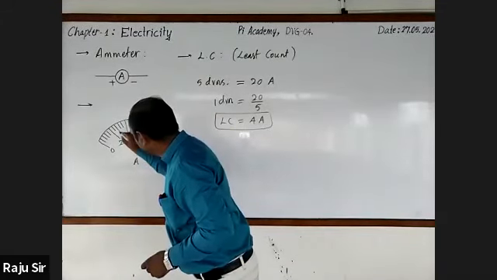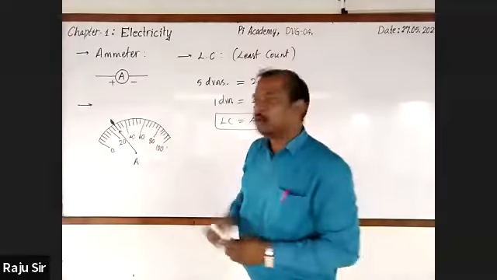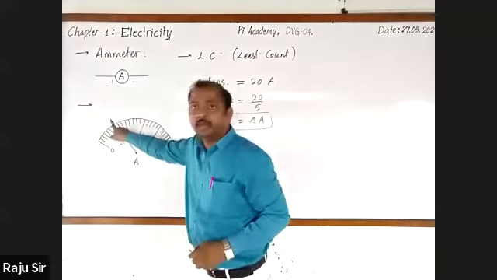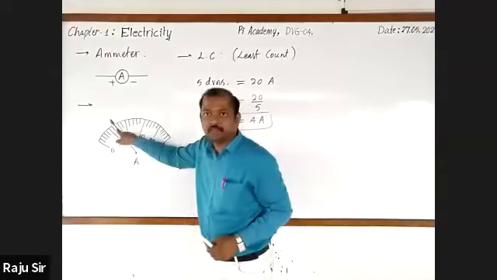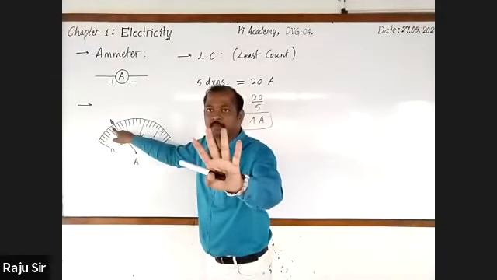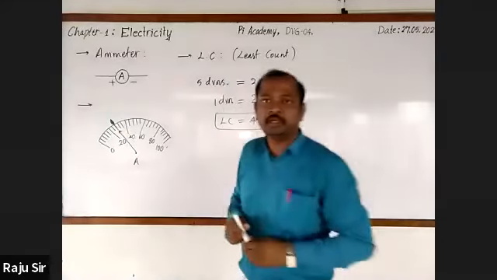Here, the needle is showing here. 28 amps, sir. Okay. It is 28 amps. Already 20 is there. After 20, we have two divisions. One division is 4 amps. Then two divisions, 8. So 20 plus 8, 28.